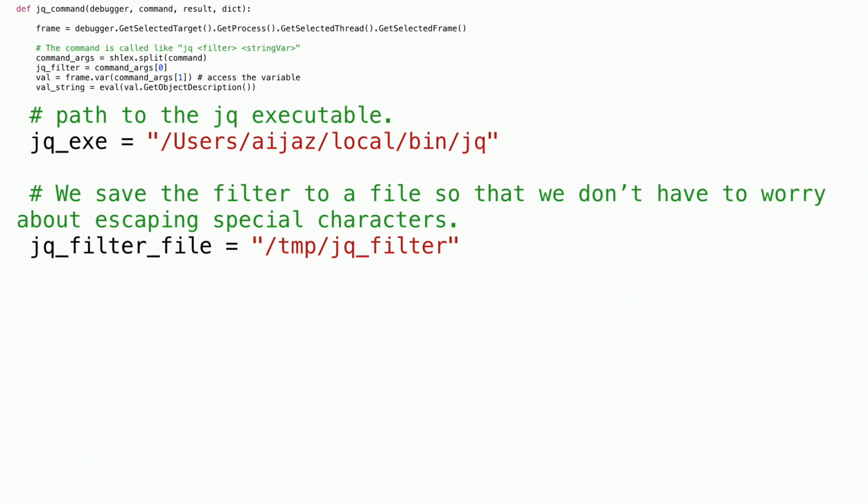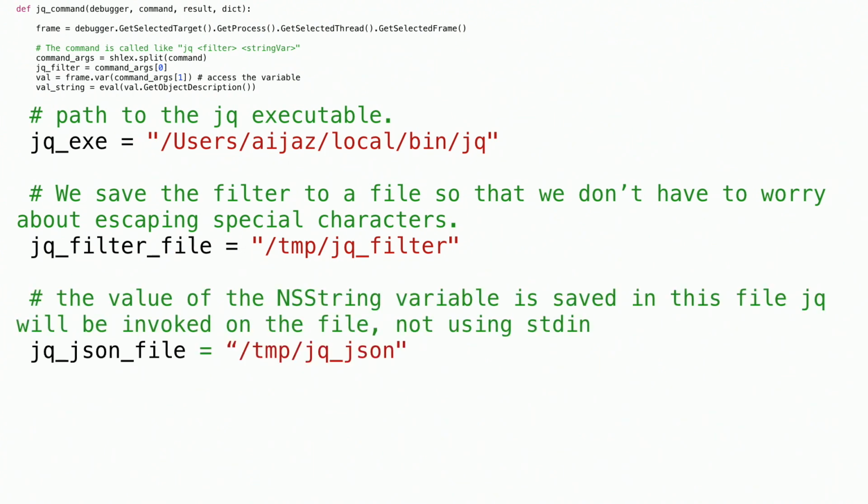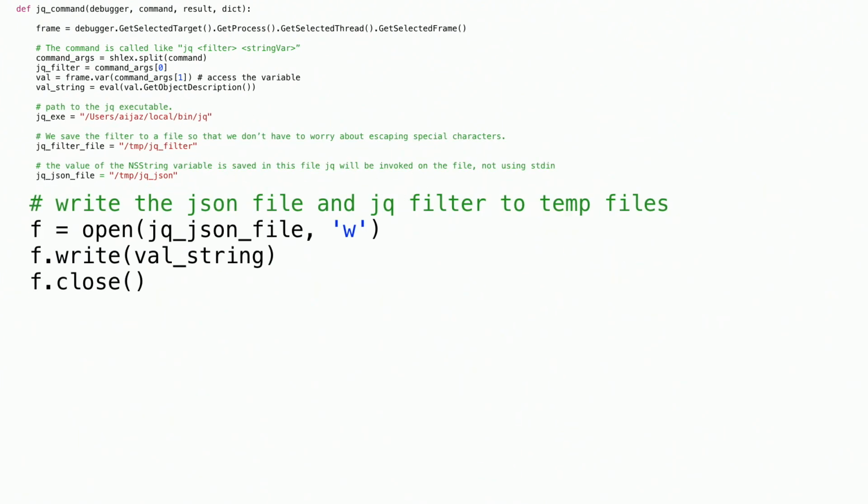Where is my JQ executable? I'm going to store the JQ filter in a file. I'm going to store the JSON string into a file. The reason I do that is if the JSON is very large, LLDB is going to crash. And what's the point, right? The whole point is to continue working quickly. What I found is if you save it to a file, you don't have to worry about the memory that LLDB has.